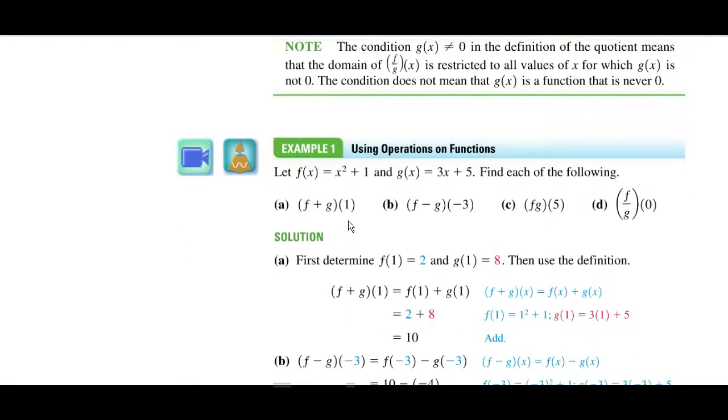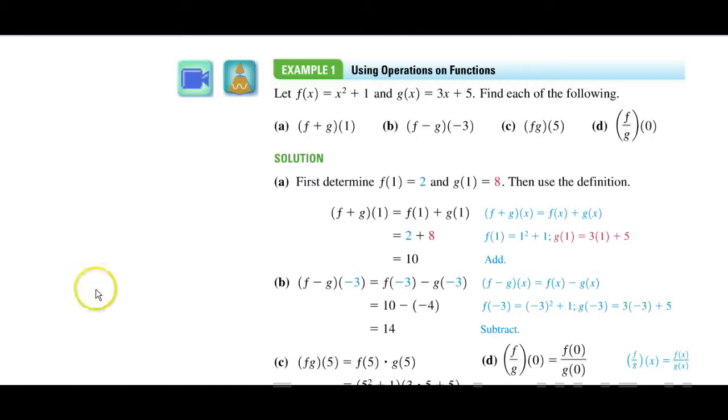Okay, let's go on and take a look at this one. So what we're doing here, here's our f function, and there's our g function. And what they've asked us to do is to evaluate what our f function will be when we put a 1 in there, and our g function when we put a 1 in there, and then add them together.